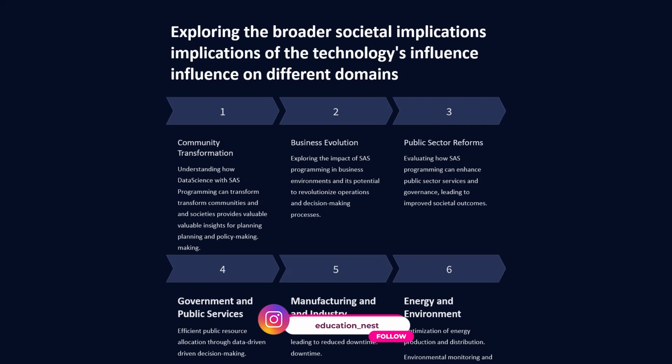Next, we have government and public services. Efficient public resource allocation through data-driven decision making. In government and public services, data privacy concerns are paramount. The ability to meet stringent data privacy and security standards influences the adoption by government agencies handling sensitive information. So, service delivery efficiency is in question.